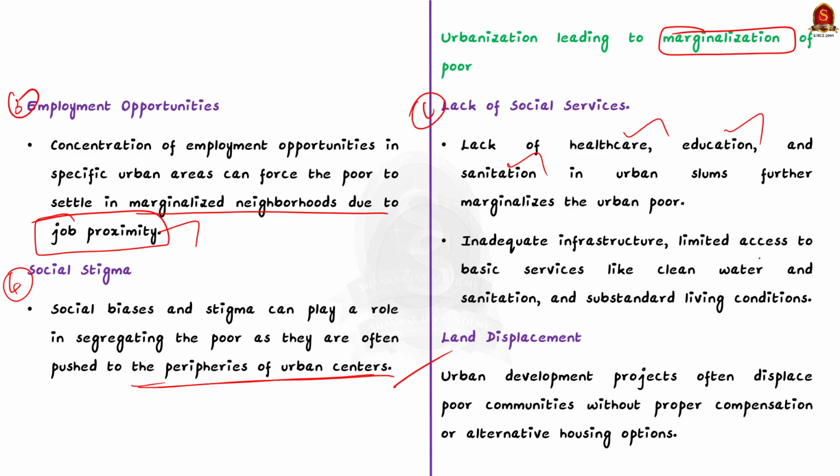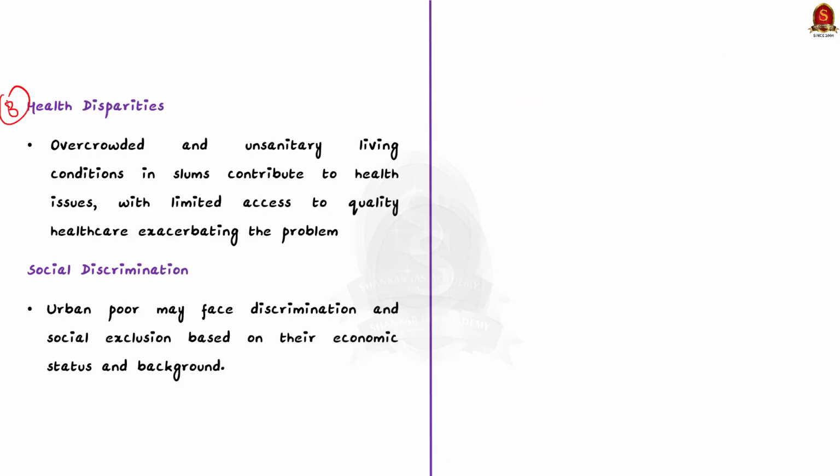These areas are characterized by inadequate infrastructure, limited access to basic services like clean water and sanitation, and substandard living conditions. Secondly, land displacement. Urban development projects often displace poor communities without proper compensation or alternate housing options. Thirdly, health disparities. Overcrowded and unsanitary living conditions in slums contribute to health issues with limited access to quality health care, exacerbating the problem. Fourthly, social discrimination. The urban poor may face discrimination and social exclusion based on their economic status and background.